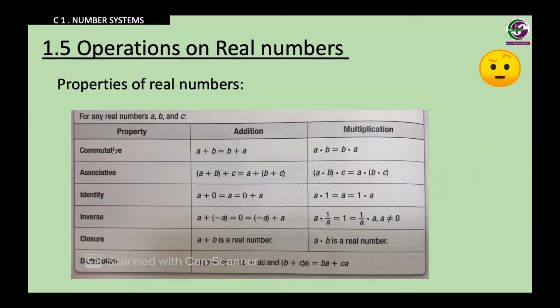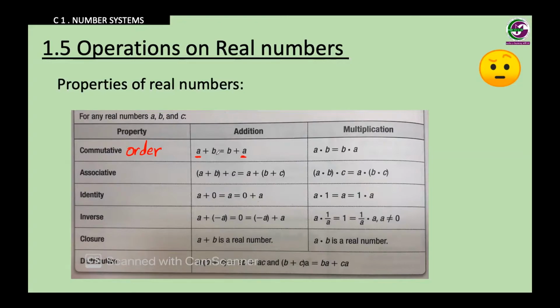Commutative property. What does commutative property mean? It means that changing the order of numbers is called commutative property. Look at this equation. On the left side, A is the first number, and on the right side, A is the second number. We change the position. Still, the answer is the same.